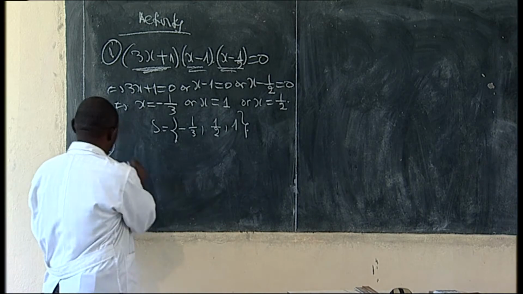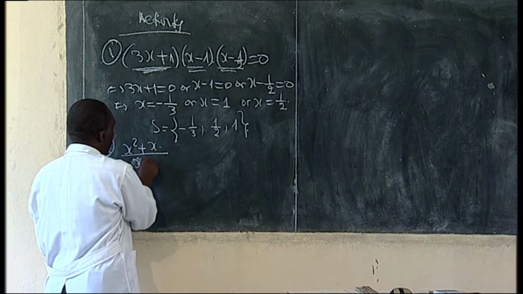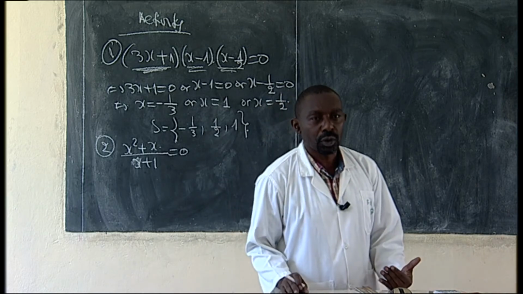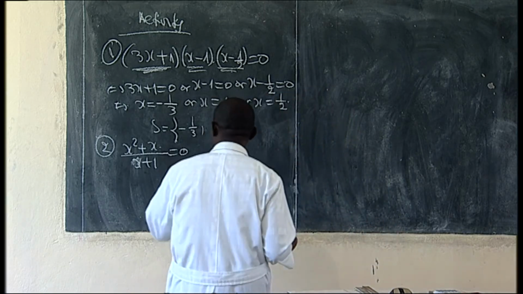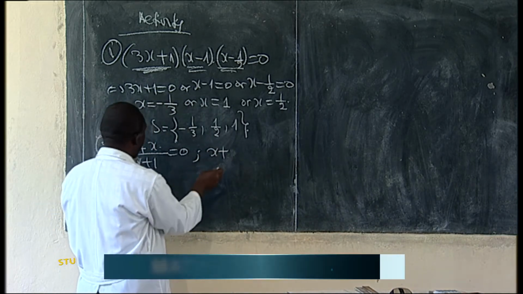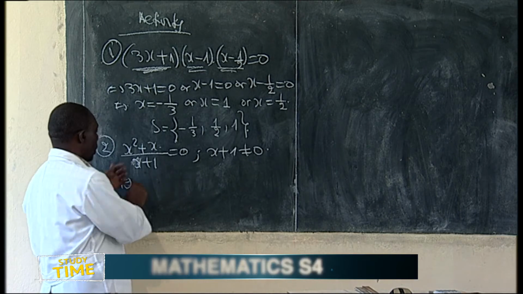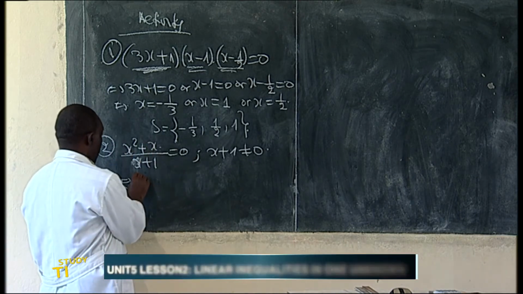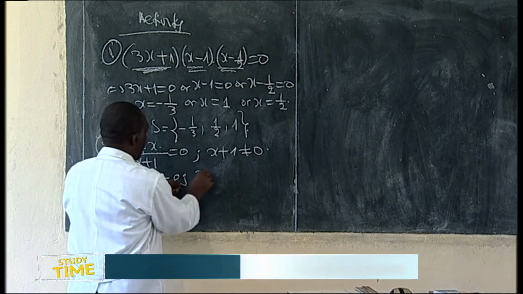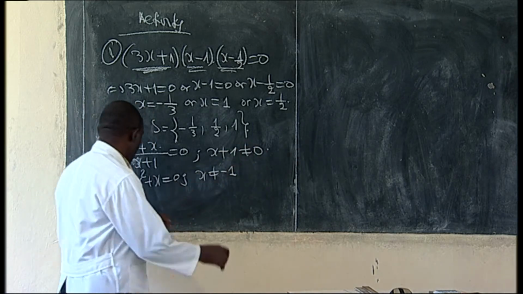Number 2, we have x squared plus x divided by x plus 1 equals 0. We have a fractional equation, which means you have a numerator and a denominator, and this is possible when the denominator, x plus 1, is different from 0. So we are going to solve this equation on the numerator: x squared plus x equals 0, provided that x is different from -1, which is coming from here, isn't it?